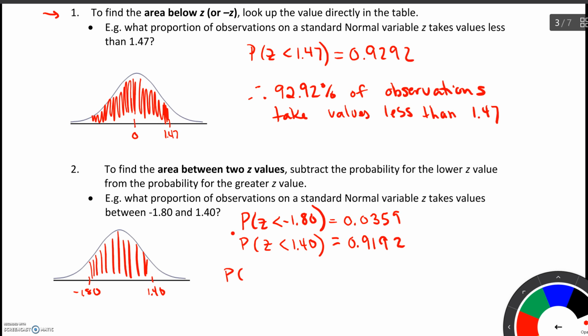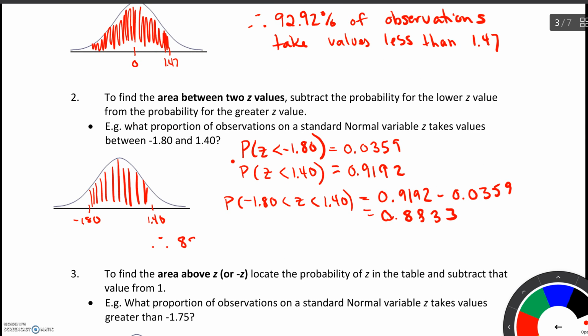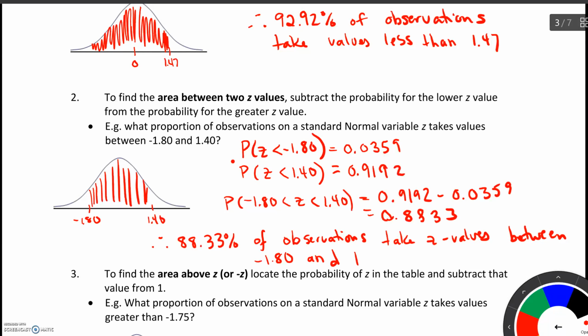And so then the probability that Z is between those values I get, again, by finding the difference between them, by taking the cumulative probability associated with the greater Z value and subtracting from it the probability of the lesser Z value. This gives me a result of 0.8833. And therefore 88.33% of observations take Z values between negative 1.80 and 1.40.